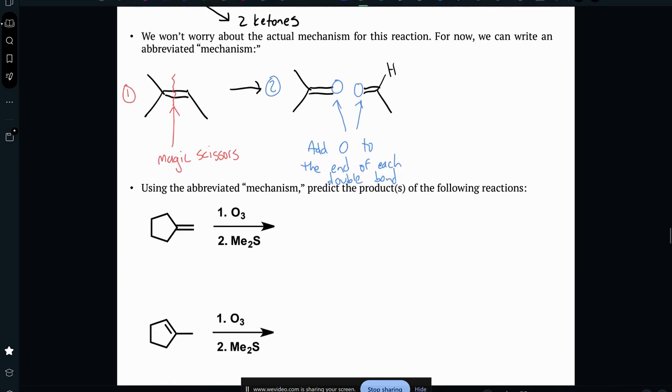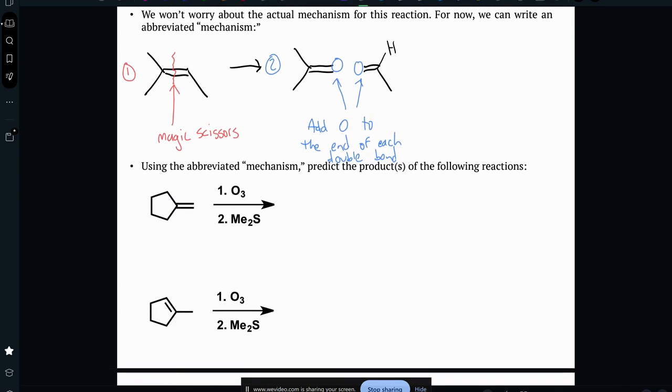So take a minute, use that process to predict the products of these two reactions. And I will tell you, numbering carbons can be really helpful in this process. So pause the video, draw your products, and then come back.